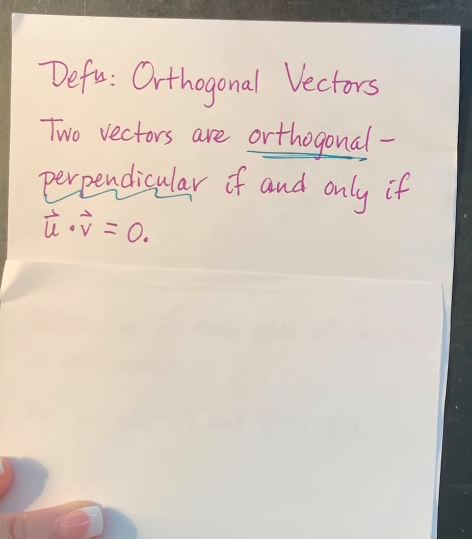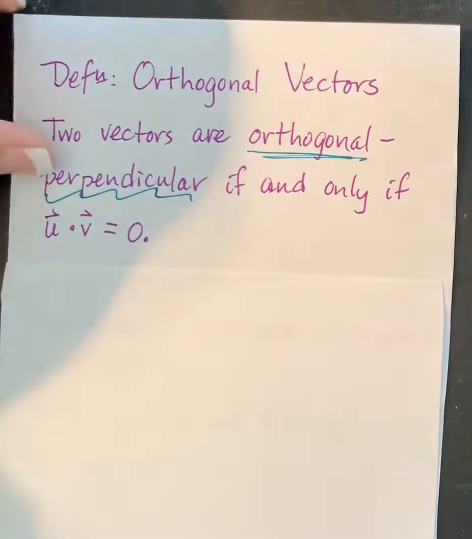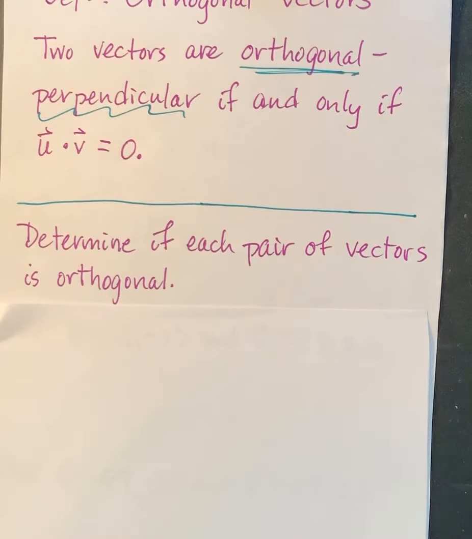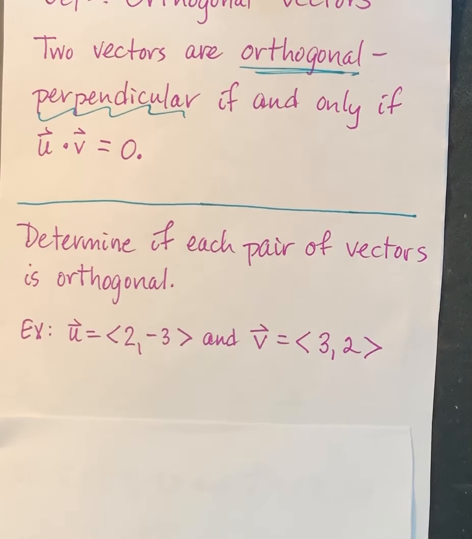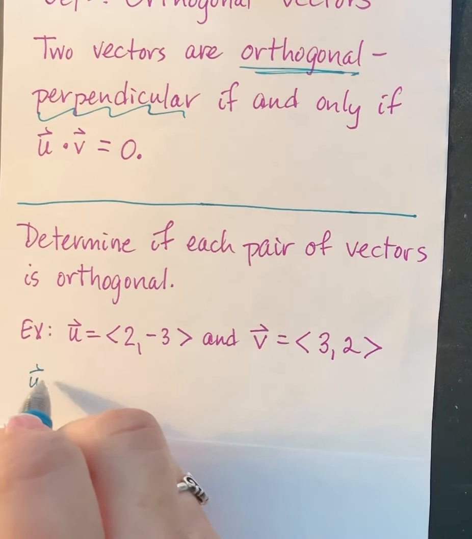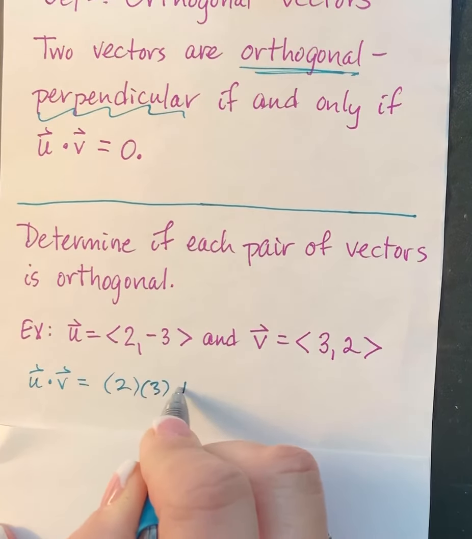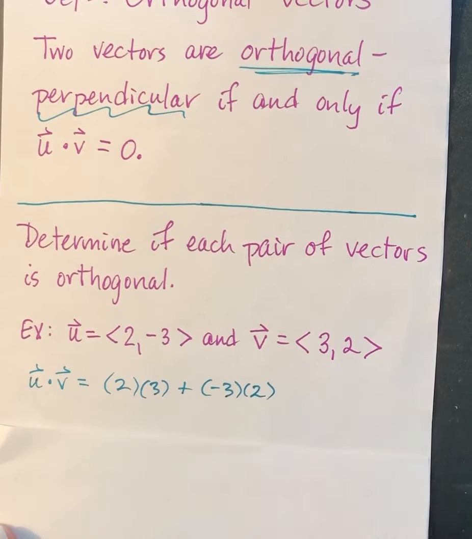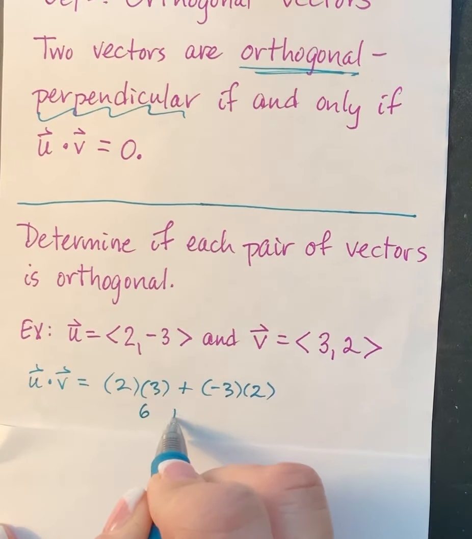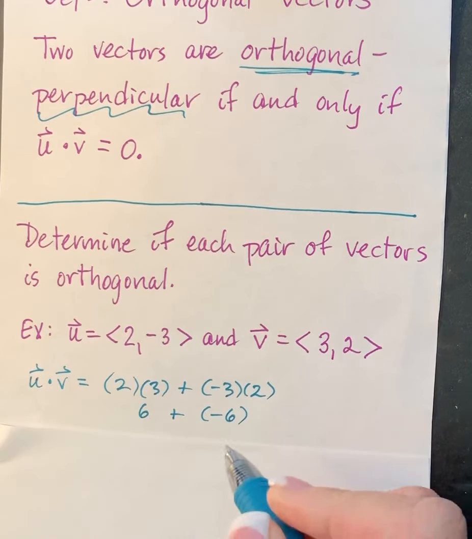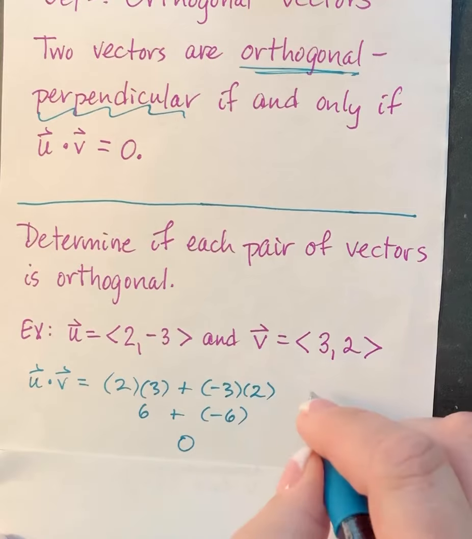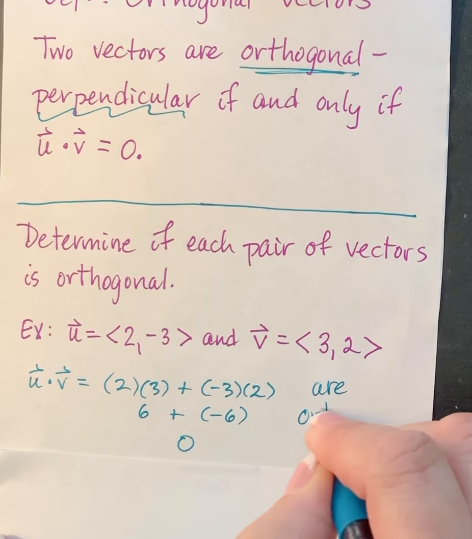All right, so two vectors, vector u and vector v, are orthogonal if and only if their dot product equals 0. Okay, so if you have two vectors and you want to decide whether they're perpendicular or orthogonal, all you have to do is check the dot product. So it works out kind of nicely. So let's say we have these two vectors right here. If I do the dot product, u dot v, I'll be doing 2 times 3 plus -3 times 2. And then that's going to be 6 plus -6. And that does equal 0. All right? So these two are orthogonal.